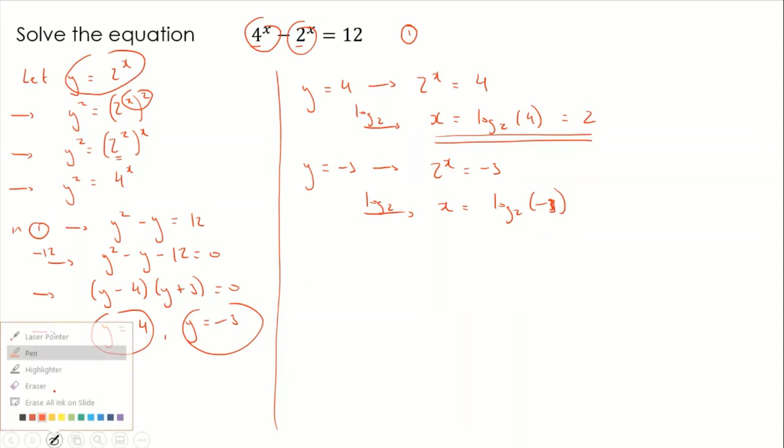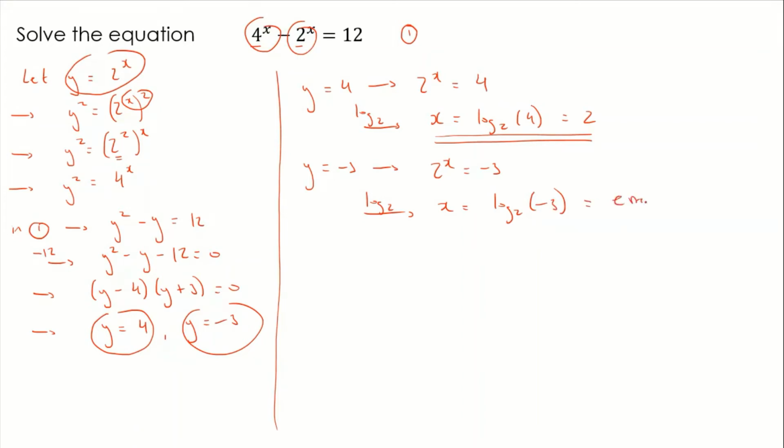Okay, let me write that properly. Sorry, minus 3, I should say, not minus squiggle. Minus 3. You're going to get a math error because you can't take the log of a negative number. So that means in this case, there's no real solution.